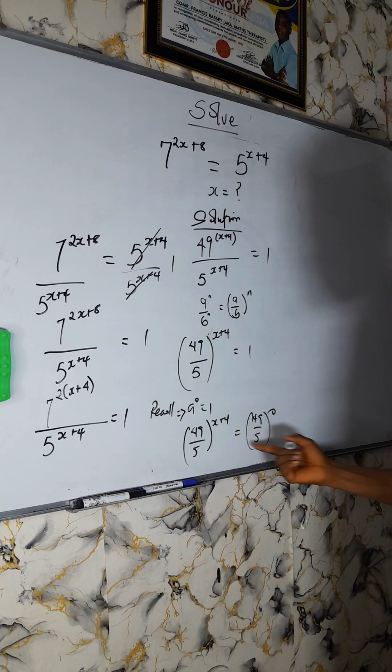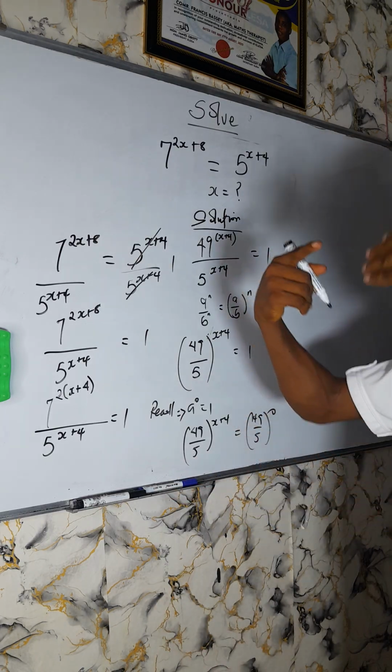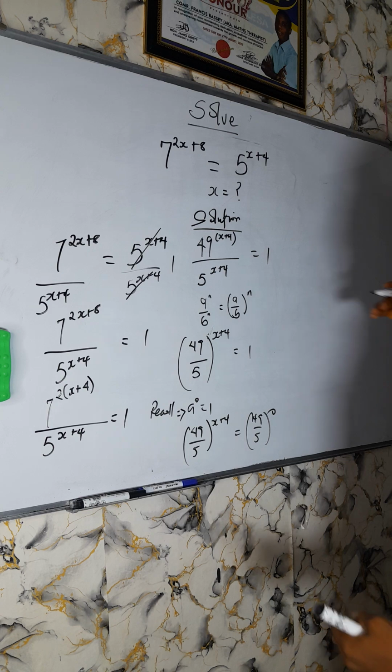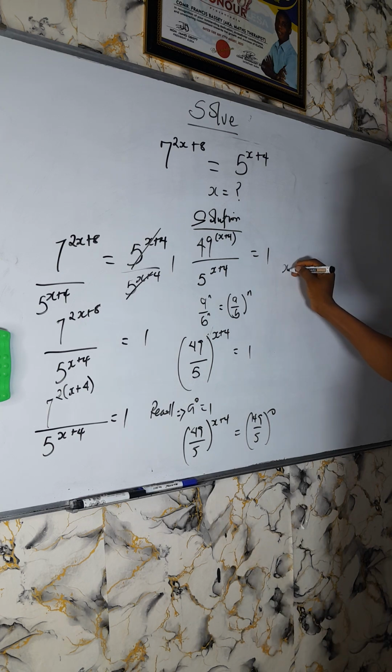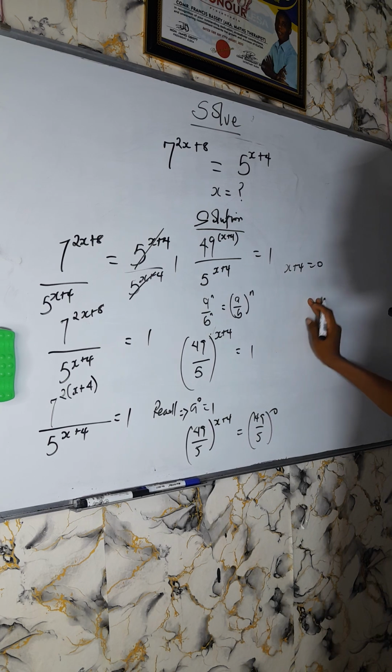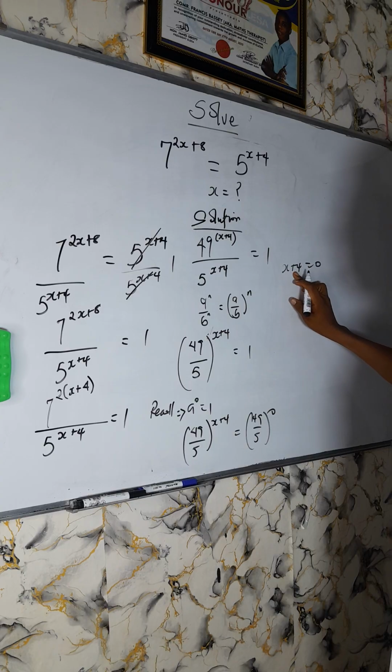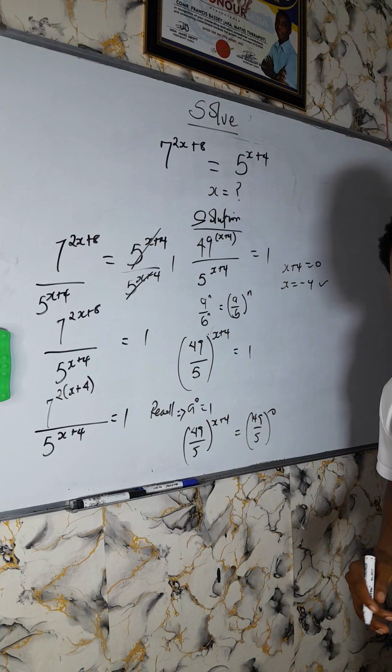Now they both have the same base, so we equate their powers. This gives x plus 4 equals 0. If we subtract 4 from both sides, x equals minus 4. And that's the correct answer to this question.